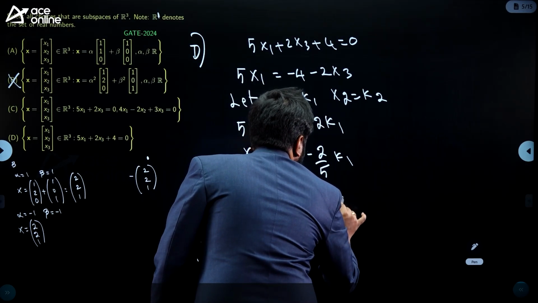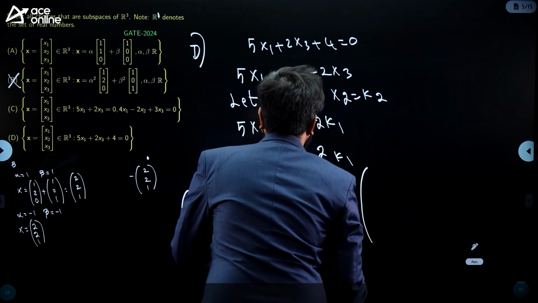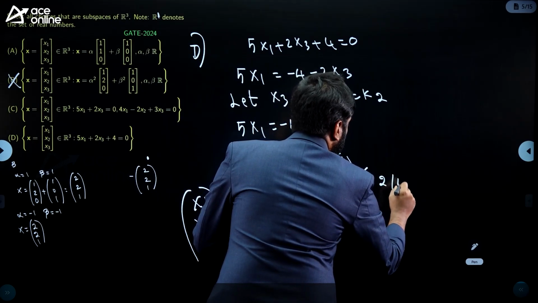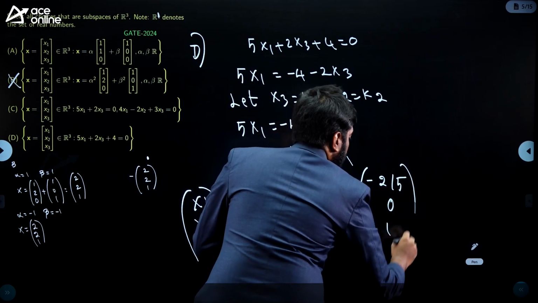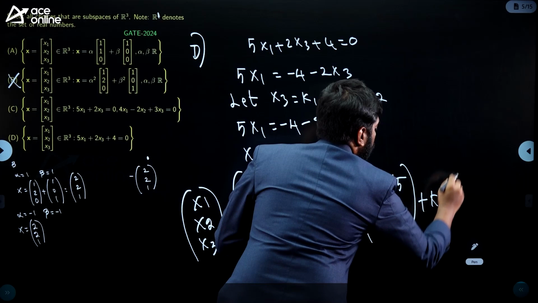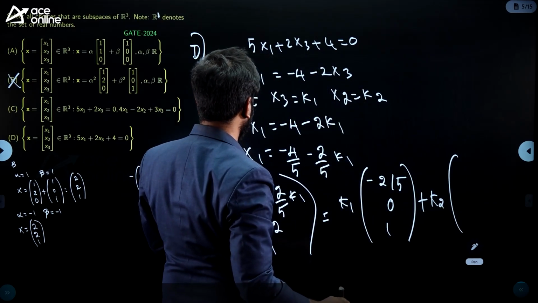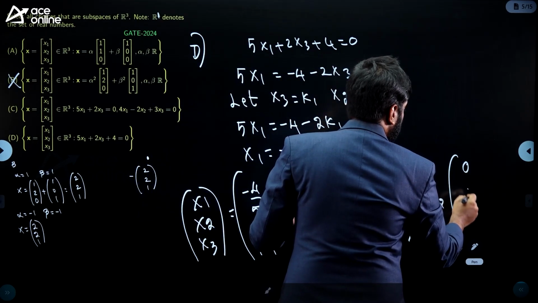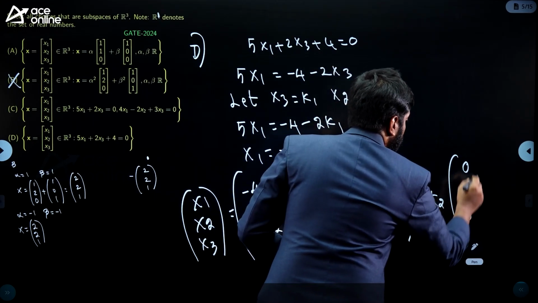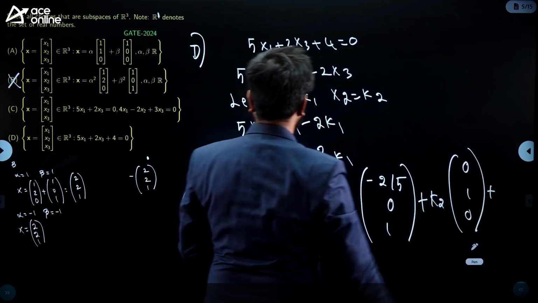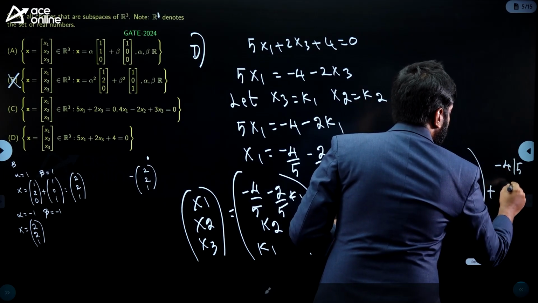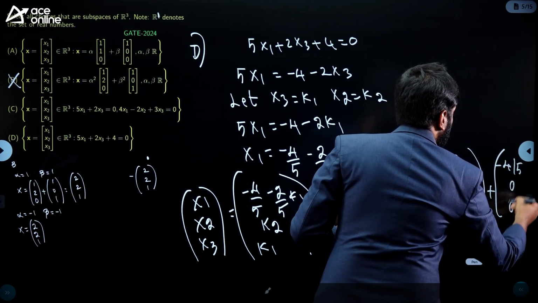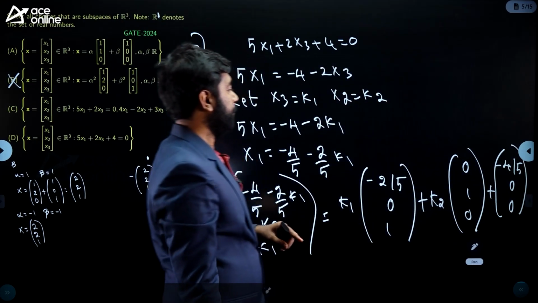or you can write like this. I would like to take k1 common. If you take k1 common, what is left here is minus 2 by 5 and then 0 and then 1, and then you can also write this as k2. If you take k2 common, then this is 0, here it is 1, and again you have 0, and then you will also have another set like this, minus 4 by 5, 0, 0. This is a very important observation.